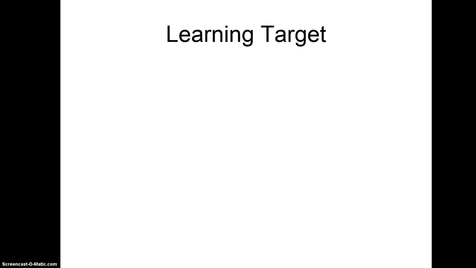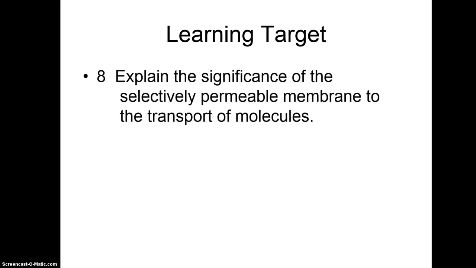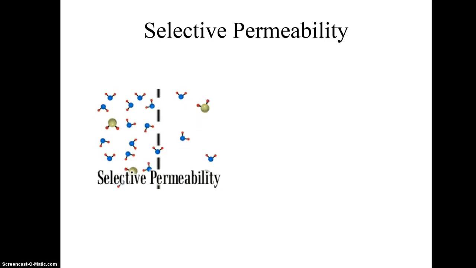So, first target we're going to hit is explain the significance of the selectively permeable membrane to the transport of molecules. So what is a selectively permeable membrane? I want you to think of if you've ever cooked pasta and you've got to drain that water out of the pasta, you've used a selectively permeable container. That container is called a colander or strainer. Okay, same idea here with the cell membrane.